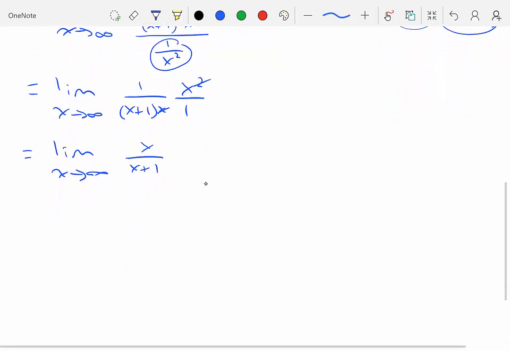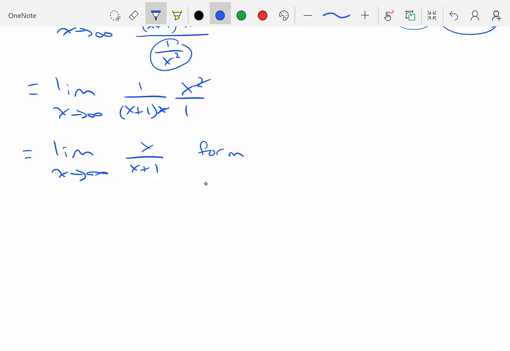All right, and so we've seen something like this before. Notice that this does have the form of L'Hopital's rule. This is now going infinity over infinity. So if I wanted to use L'Hopital's rule, it's pretty straightforward. As x approaches infinity, the derivative of the top is 1. The derivative of the bottom is 1. This limit is approaching 1.